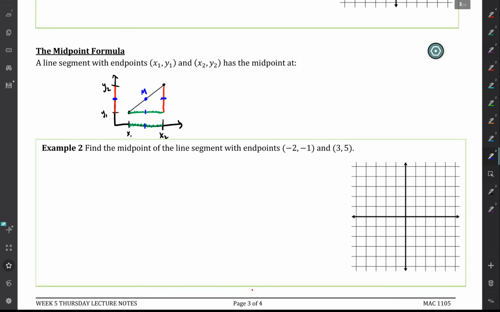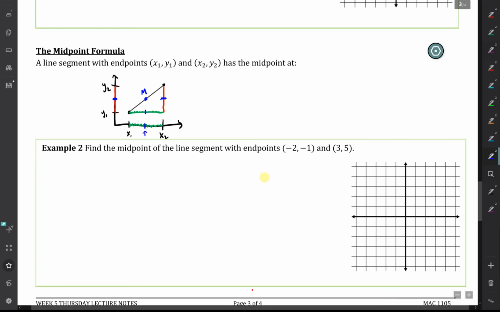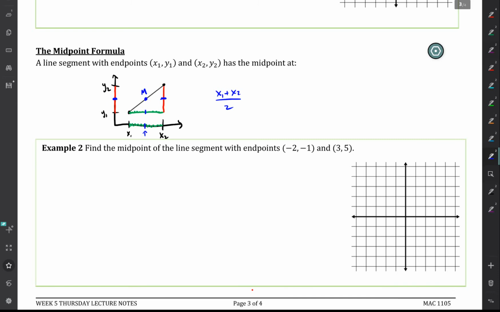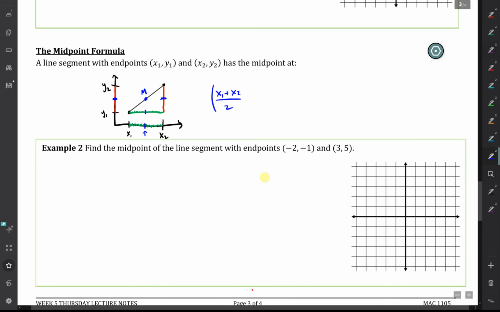And so you might first think that you would write this as x1 minus x2 or something, but that doesn't work. To figure out what this value is right here, what you need to do is take x1 plus x2 and then take the average of those. So you're going to take x1 plus x2 and divide it by 2. Okay, that'll give us this coordinate right there. And then the second coordinate is going to be y1 plus y2 divided by 2.